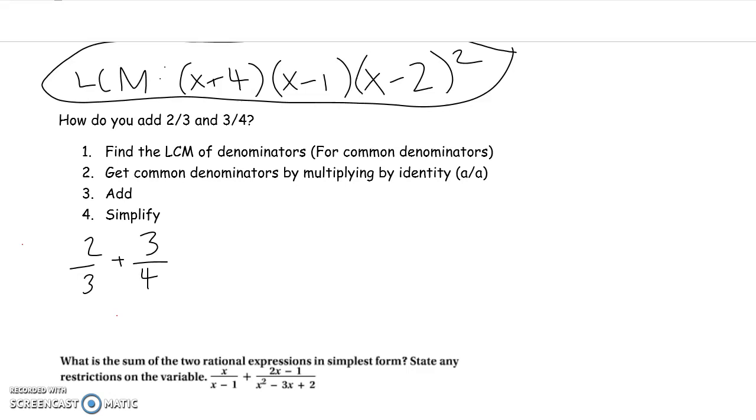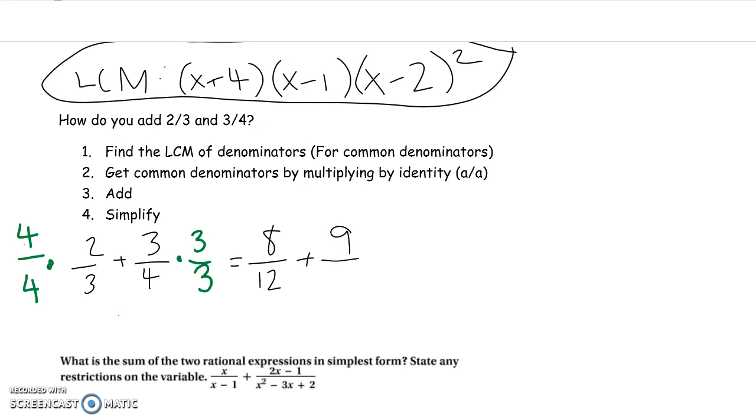So the second step is to get the common denominators by multiplying by an identity. So what that means is we need a denominator of 12. In order for 3 to turn into 12, we need to multiply it by 4. So we are going to multiply by 4 over 4, which is allowed because 4 divided by 4 is just 1. The second fraction, to get a denominator of 12, we need to multiply by 3. So we multiply by the identity 3 over 3. Our next step is to multiply those fractions. So 4 times 2 is 8, divided by 4 times 3, which is 12. Plus 3 times 3 is 9, divided by 12.